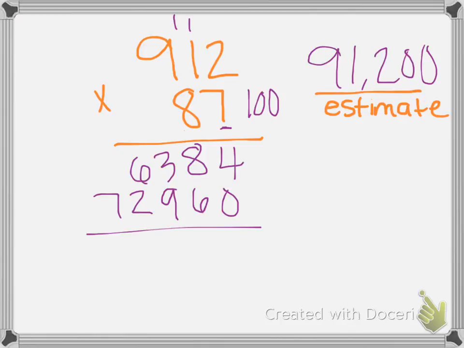Add them together. 4 plus 0 is 4. 8 plus 6 is 14. Carry the 1. 9 plus 3 is 12, plus 1 is 13. Carry the 1. 1 plus 6 is 7, plus 2 is 9. And then 7 plus 0 is 7. So our answer is 79,344.